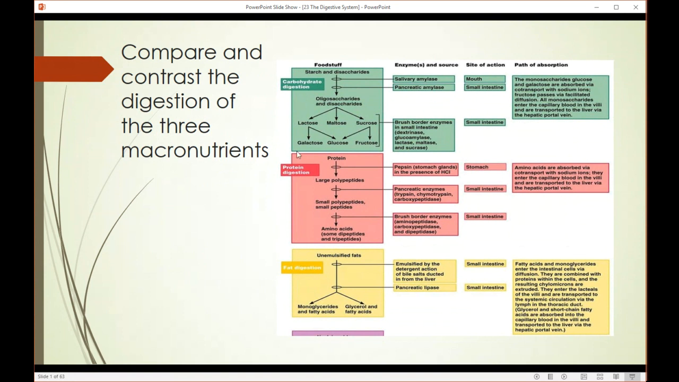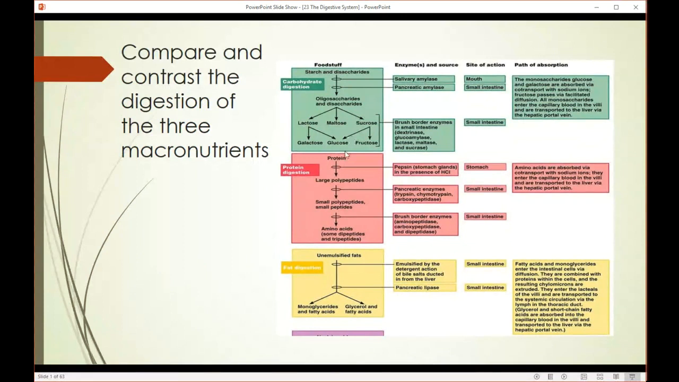Okay? So these are carbohydrates, proteins, and fats. So just give it some consideration as to what each part is doing, right? Where is it happening and what is the absorption, okay? So when we look at carbohydrates in the green, we started as starch, disaccharides, right? We just start to break them down further and further into the monosaccharides, okay? Like glucose, fructose, and galactose.